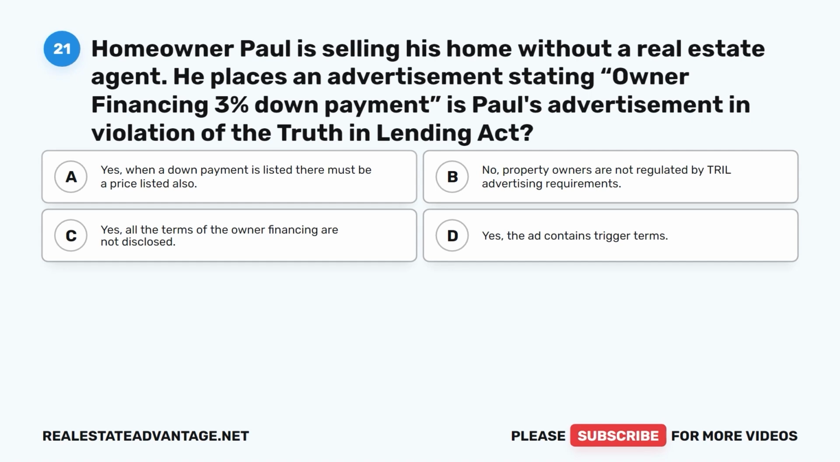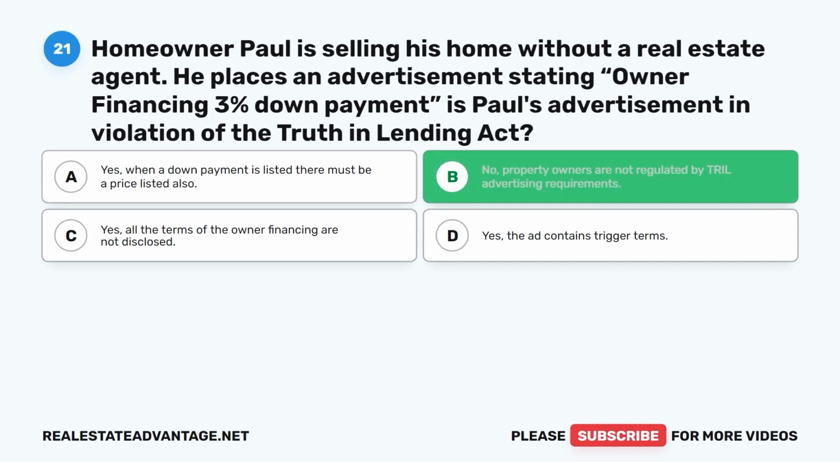A. Yes. When a down payment is listed, there must be a price listed also. B. No. Property owners are not regulated by TILA advertising requirements. C. Yes. All the terms of the owner financing are not disclosed. D. Yes. The ad contains trigger terms. The correct answer is B.